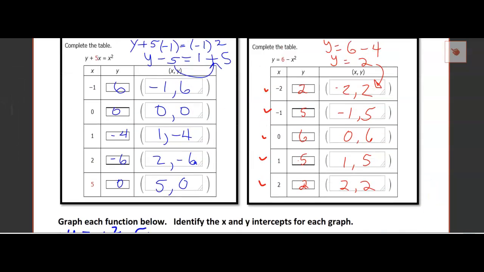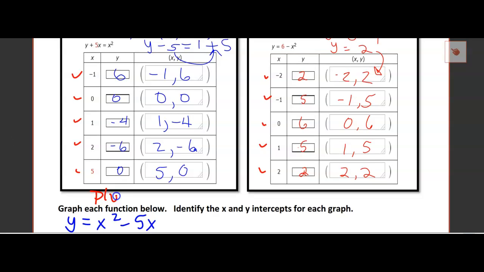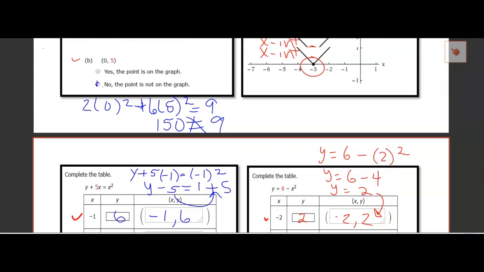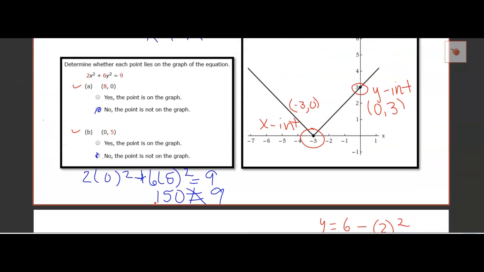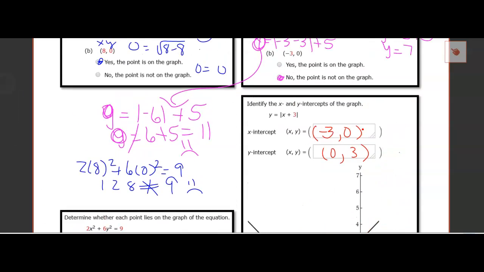It's also important to be able to find ordered pairs for a graph. And this really isn't so bad. If you're given the x value, it's pretty easy just to plug that guy in. And then finally over here, we were testing to see if a point lied on a graph. And then we also found an X and a Y intercept from a graph.